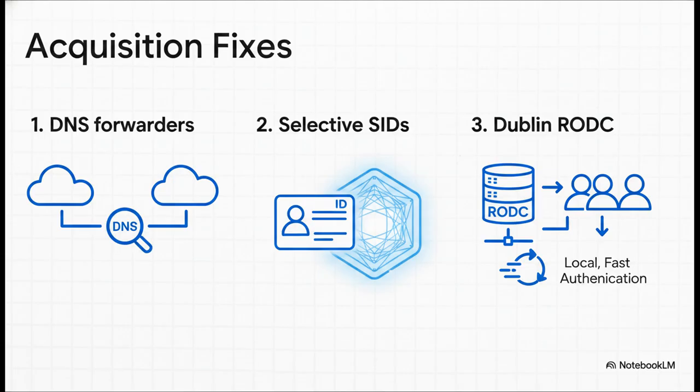Third, logging in was agonizingly slow because the authentication referral chain was crossing the WAN 3 times. We fixed that by deploying a read-only domain controller, an RODC, in a newly created Dublin site, so authentication stayed local. Practice question 5. If a cross-forest trust immediately fails to verify, what is the most likely culprit? Answer: missing DNS conditional forwarders.